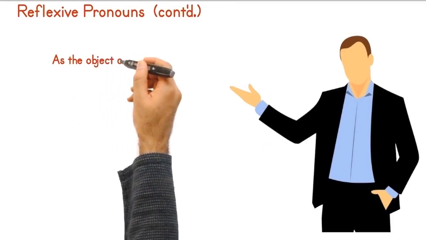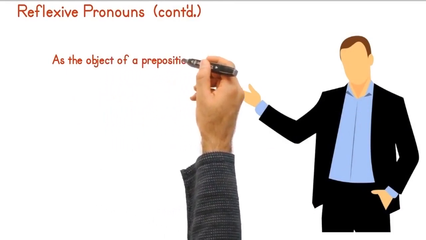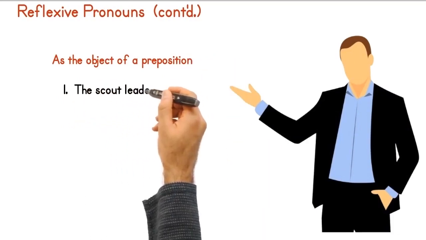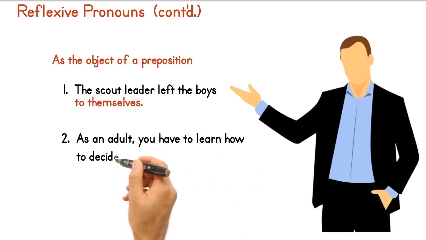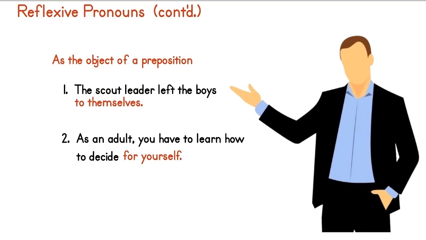It is used as the object of a preposition that refers to the direct object. The scout leader left the boys to themselves. As an adult, you have to learn how to decide for yourself.